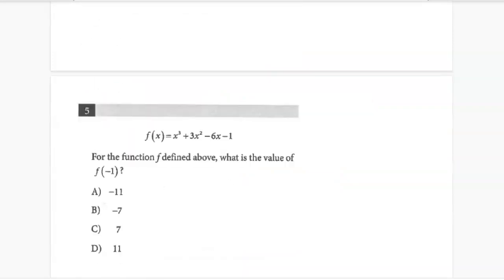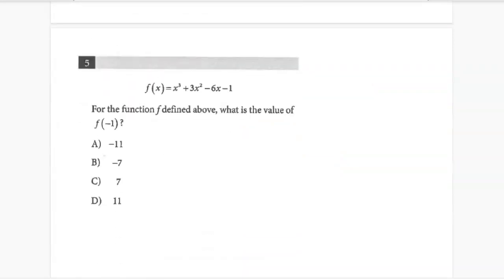All right, heading on down. Number 5. A little bit more going on here. It says, for the function f above, what is the value of f of negative 1? Basically, this function is any x. Whatever you have for x, you're basically just going to plug it in everywhere where you see an x. Since our x in this case is negative 1, I need to plug it in.